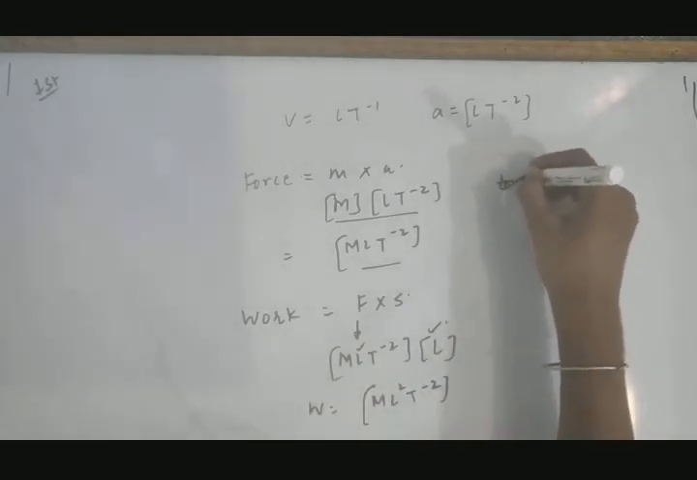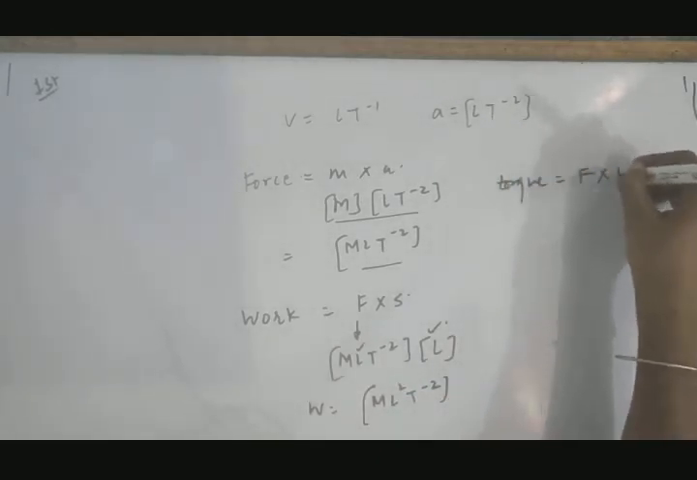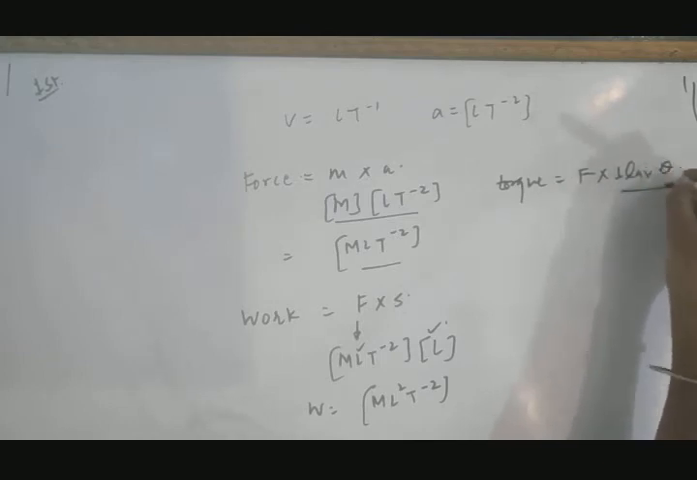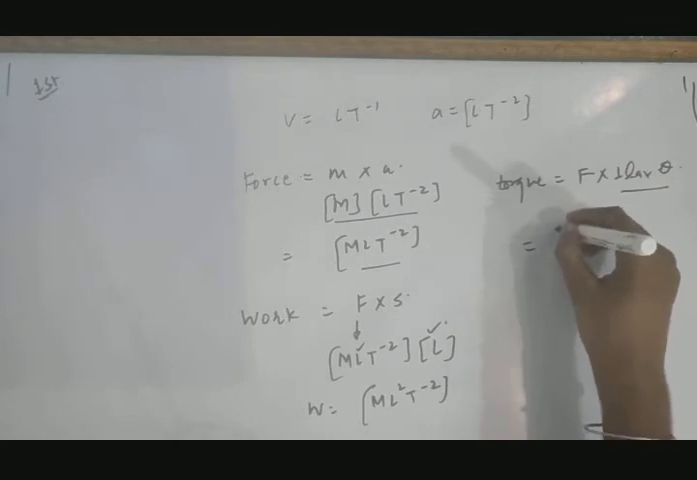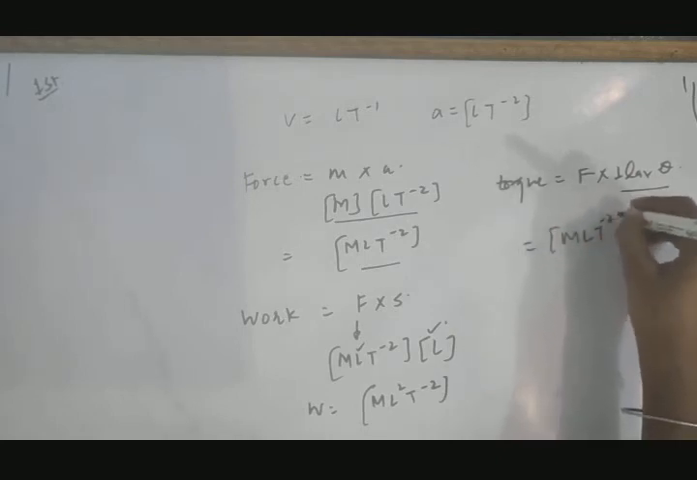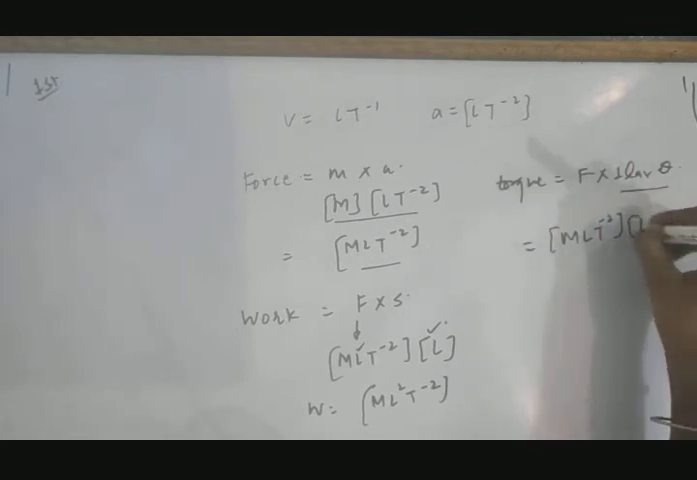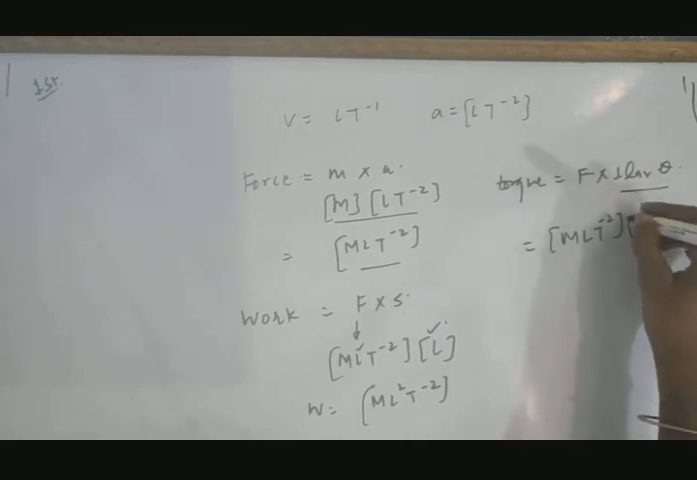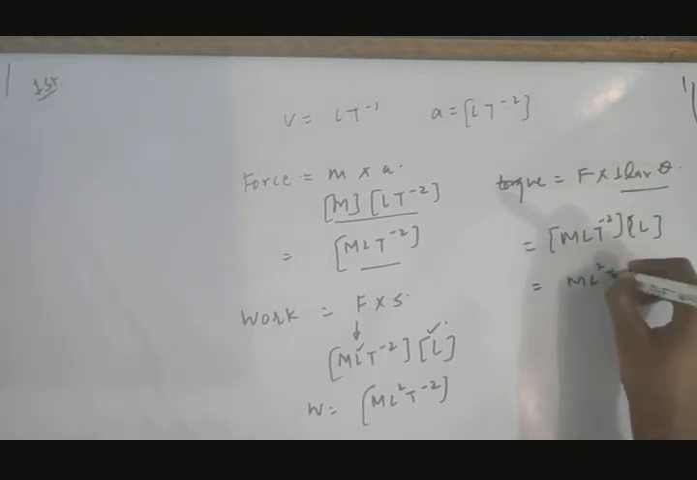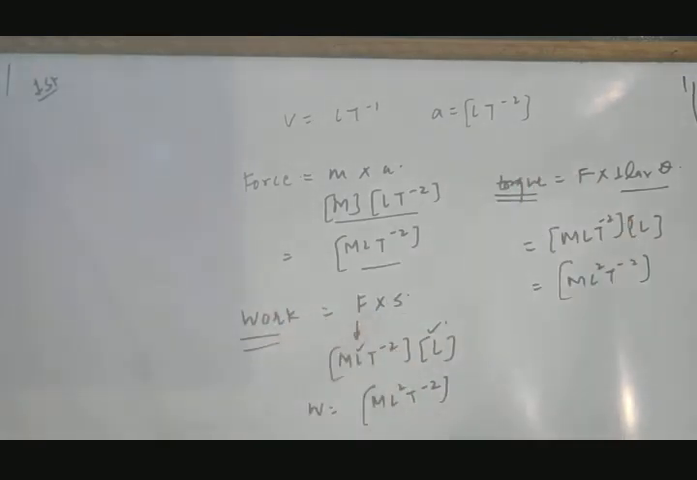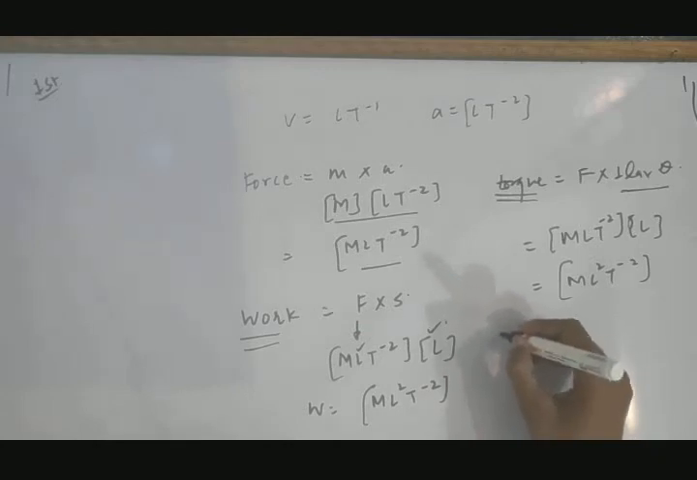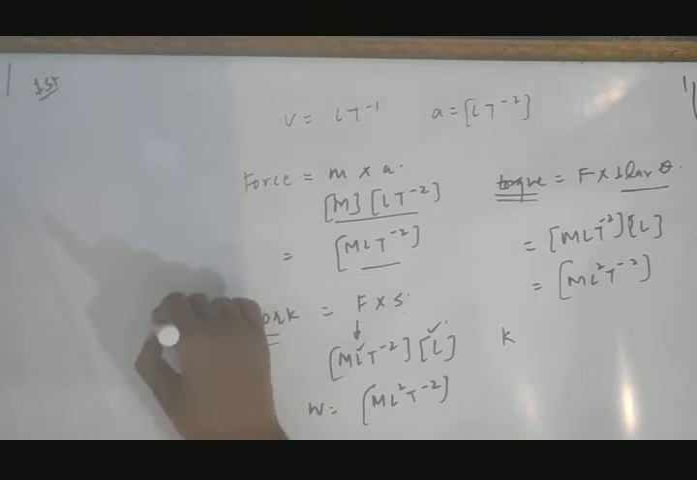Similarly we can write the dimension for torque. Torque equals force into perpendicular distance. But no matter whether it is perpendicular distance or simply distance or displacement, force has MLT inverse 2 and distance has the dimension L. So we can write it again as ML square T inverse 2. So we have the same dimension for torque and the same dimension for power. Suppose we need to determine the dimension formula for energy. Work done equals energy, so we also have the same dimension for energy.